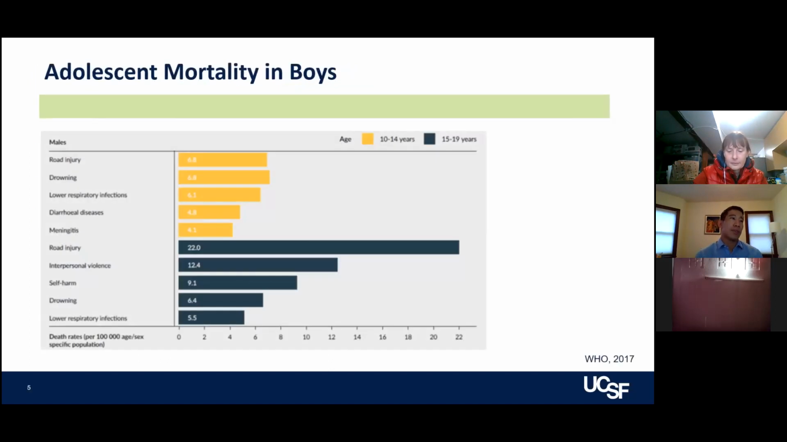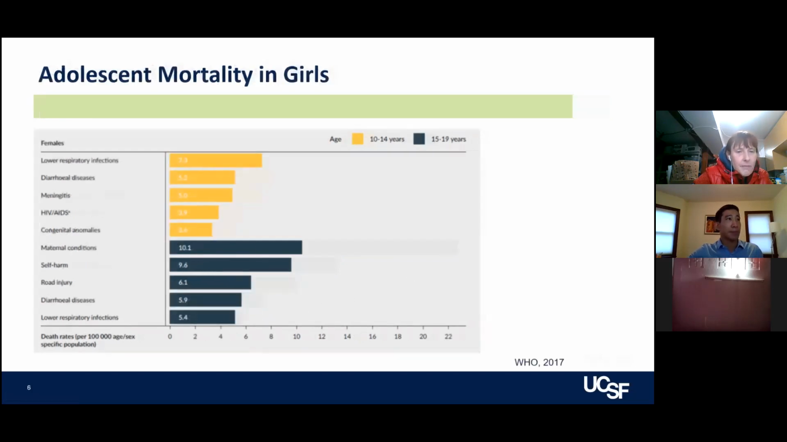This is just a summary from WHO of the top causes of adolescent mortality in boys, with the early adolescents, 10 to 14 years, on the top, and then the older adolescents on the bottom. So you can see road injury is actually quite high, especially in the older adolescents for boys and men. Also violence, self-harm, drowning, lower respiratory infections.